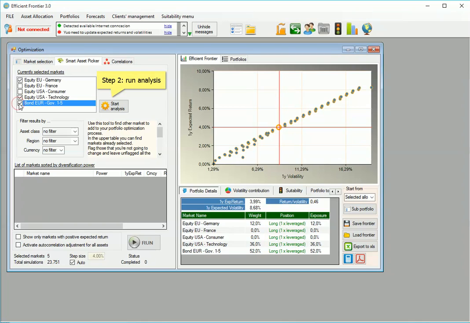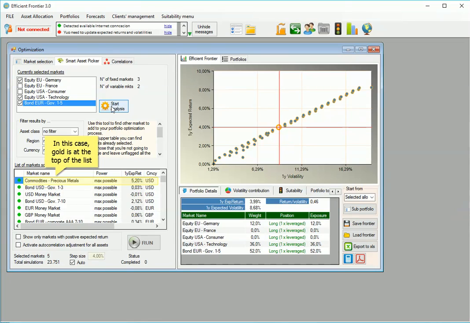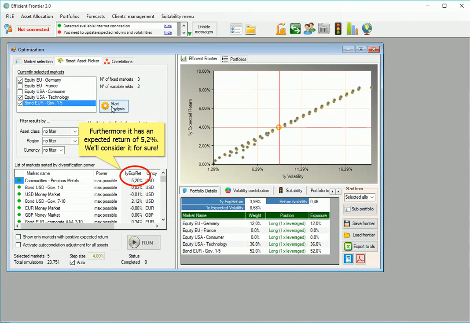Step 2. Run analysis. What is this? This is the full list of all available markets, sorted by descending diversification power. In this case, gold is at the top of the list. It means that this is the market that mostly diversifies an investment portfolio based upon the markets flagged in the above box. Furthermore, it has an expected return of 5.2%. We will consider it for sure.